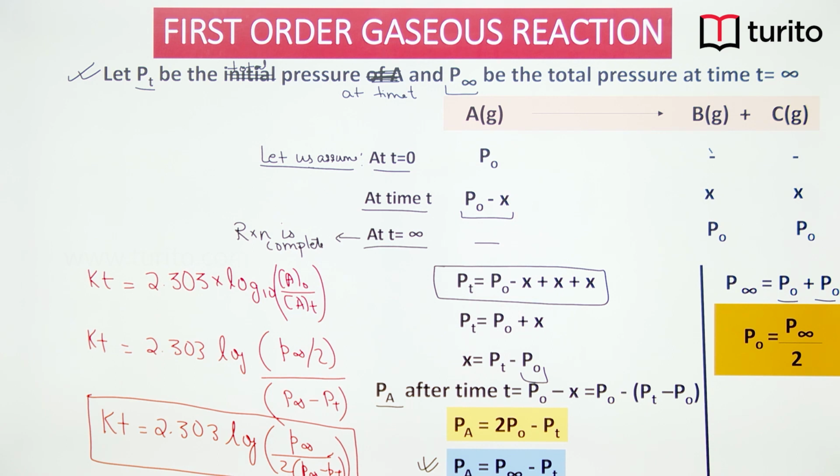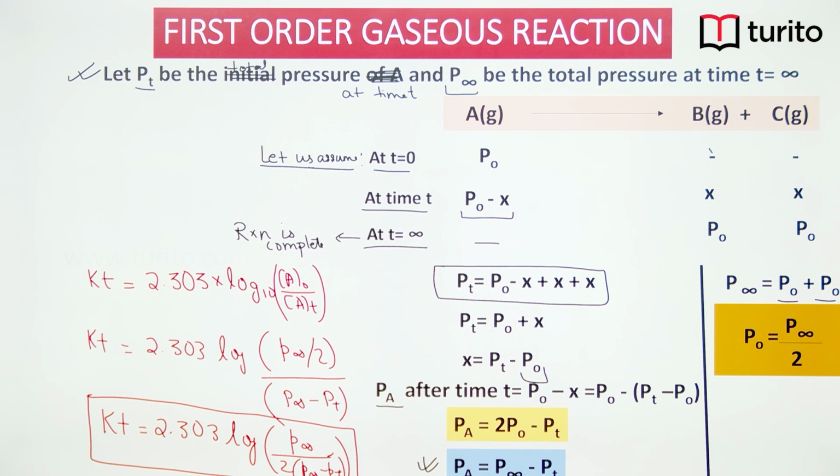So here PT is the total pressure at time t and P infinity is the total pressure at time t equals infinity. So we are assuming P naught to be the initial pressure, because initial pressure data has not been given to us. Okay. And now we know that the reaction is happening. So let X be the pressure of A that has reacted per mole. So what is left would be P naught minus X, B formed would be X, C formed would be X. At time t equals infinity, we know that because it is a first order kinetics reaction, the reaction would be complete.